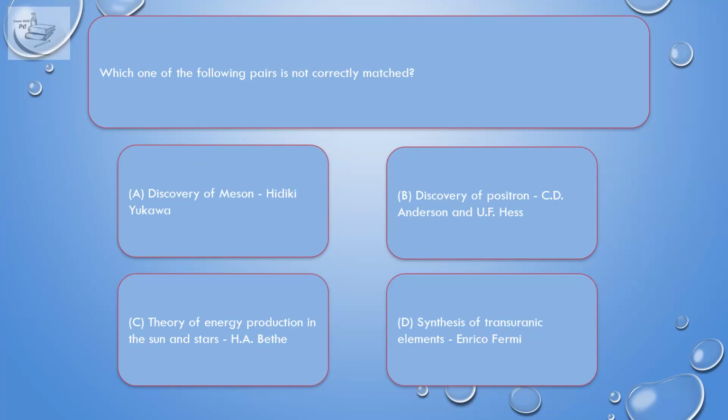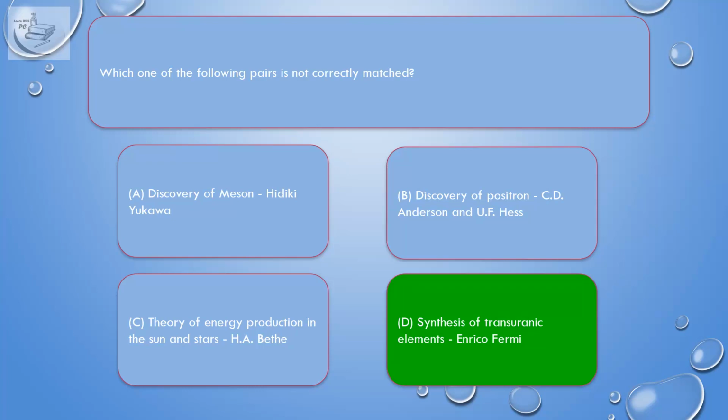Question: which one of the following pairs is not correctly matched? A. Discovery of meson, Hideki Yukawa. B. Discovery of positron, C.D. Anderson and V.F. Hess. C. Theory of energy production in the sun and stars, H.A. Bethe. D. Synthesis of transuranic elements, Enrico Fermi. Correct answer is D. Synthesis of transuranic elements, Enrico Fermi.